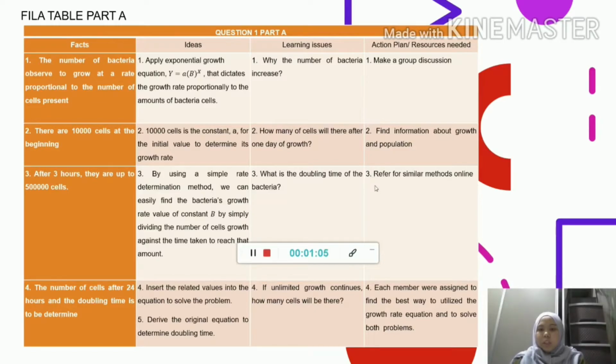And number 3, refer to similar methods online, such as from websites, if the equation is similar to this problem. And number 4, each member will be assigned to find the best way to analyze the growth rate equation and to solve both problems.